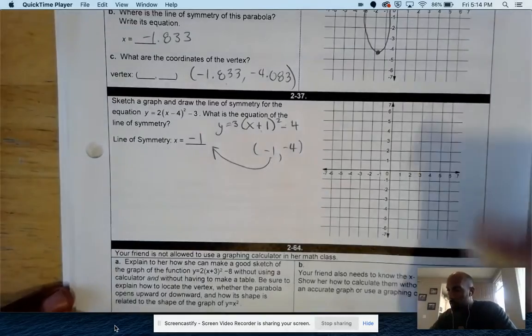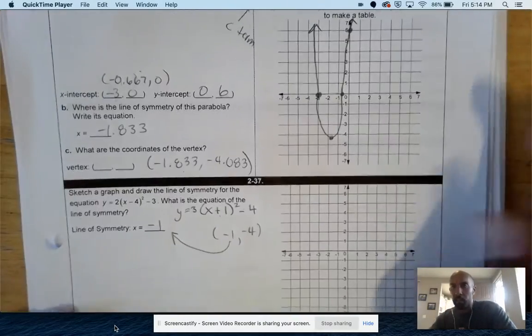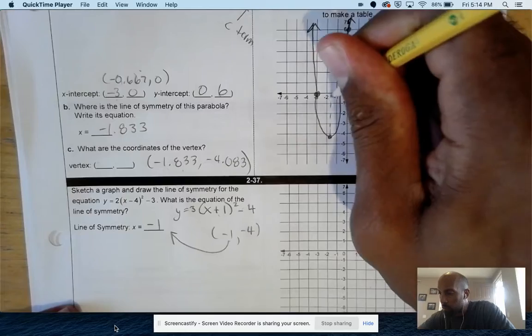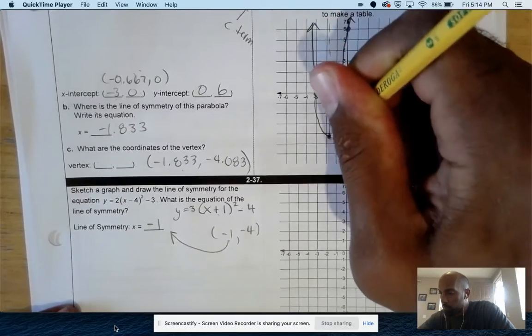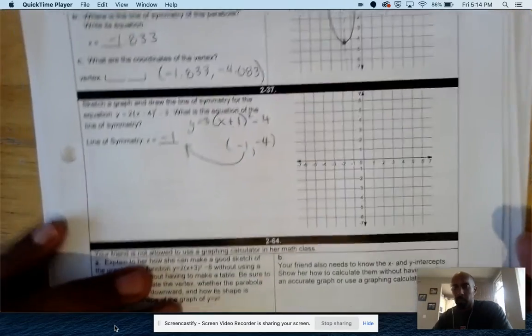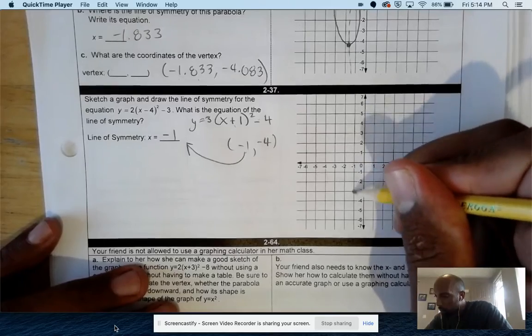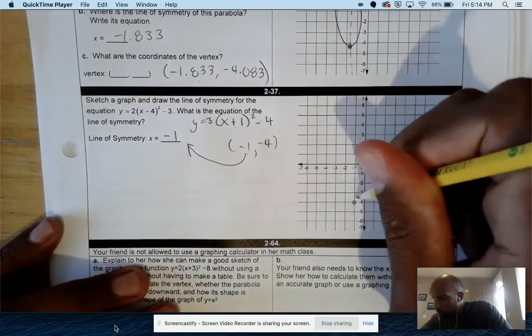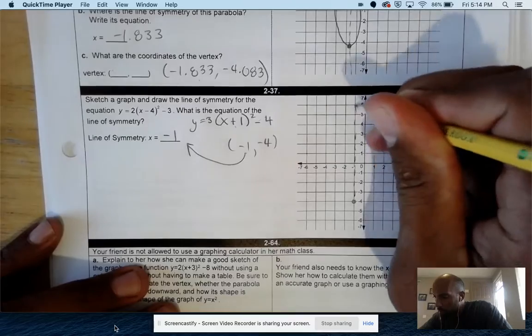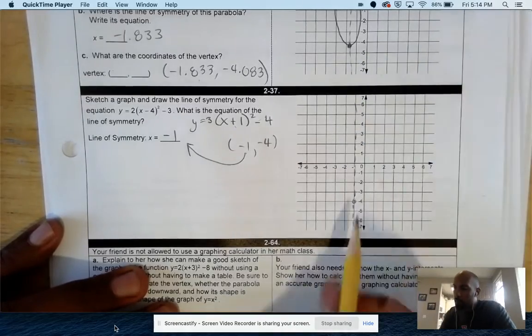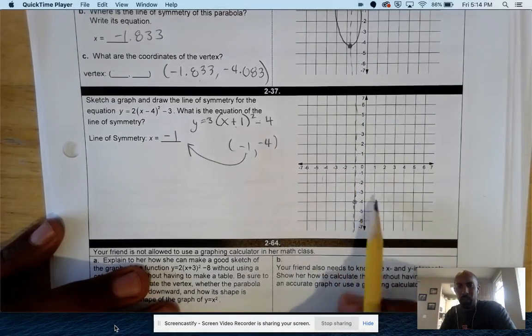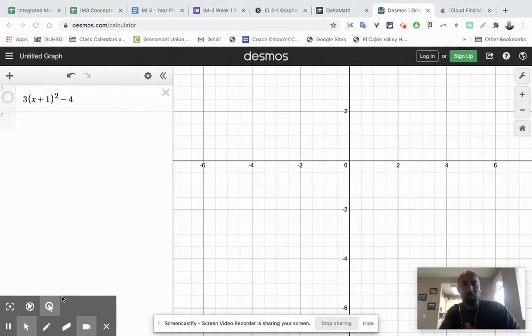The other thing I forgot to include in the last one is a line of symmetry. I'll do the same thing down here. First we're going to plot our point at -1 and 4, and then I'm going to draw the line of symmetry. But I want to know where it crosses the x and y axes, so I'm going to use Desmos to figure that out.